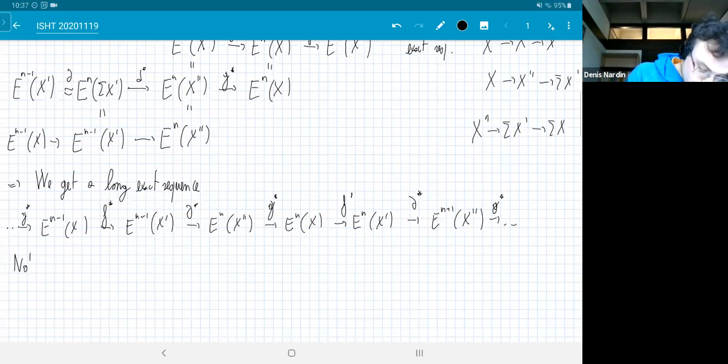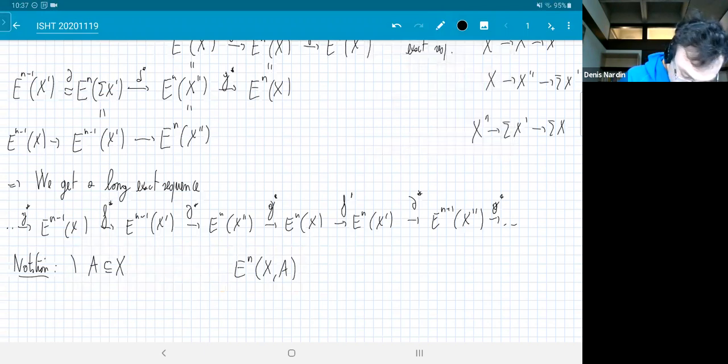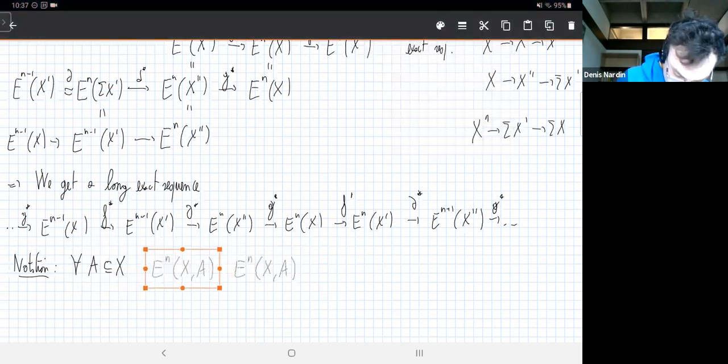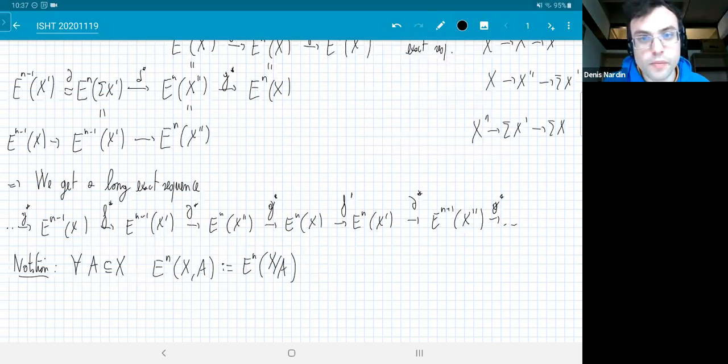And moreover, a little piece of notation. I'm going to write E^n of X comma A when A is, say, a subspace of X. This is just going to be defined as E^n of the mapping cone. And we gave it as an exercise, I think, twice that this recovers the classical notion of relative homology in the example that we saw. I'm tempted to give it for the third time, but I think this might be overselling the point.